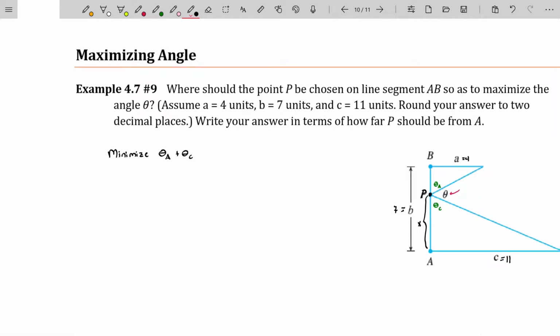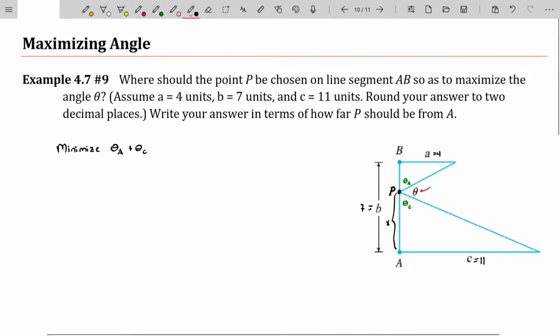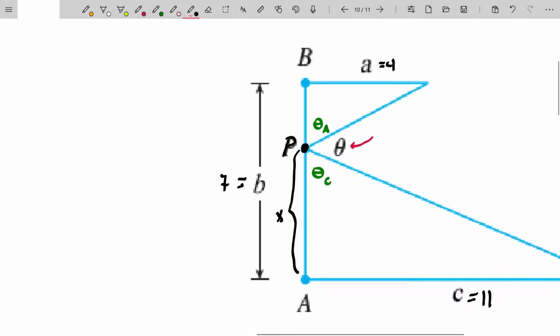Now we just need to figure out how to write theta A and theta sub C in terms of X, because that's how we want our answer, in terms of X, the distance that P is from A. Well, if the total distance from A to B is 7, then the distance from P to B is 7 minus x. And now I can relate these angles. For example, theta A is related to the known side of 4 and the side of 7 minus x by tangent.